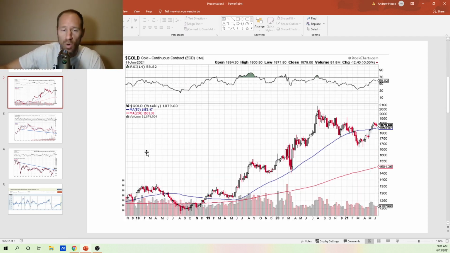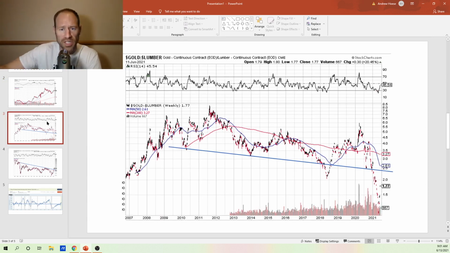This is the gold. I just wanted to show you gold and lumber. Gold's right here. It's been coming on up. We've got large up days and then the two small down days there. I think the buyers are still in control, and it's going to probably head higher. This is on a weekly basis. It's just going to take time. You have to be patient.